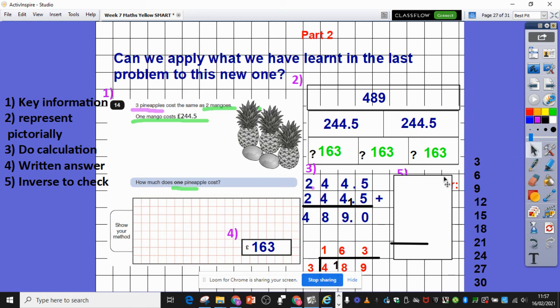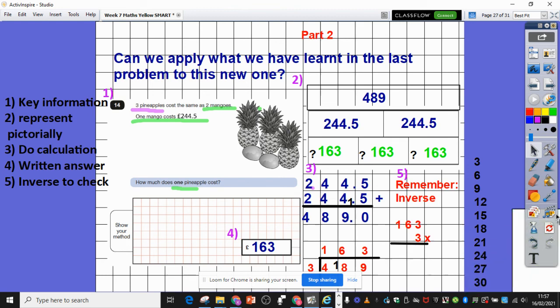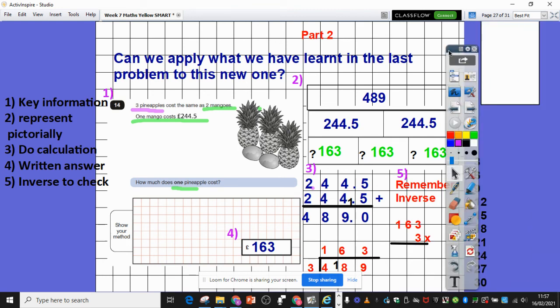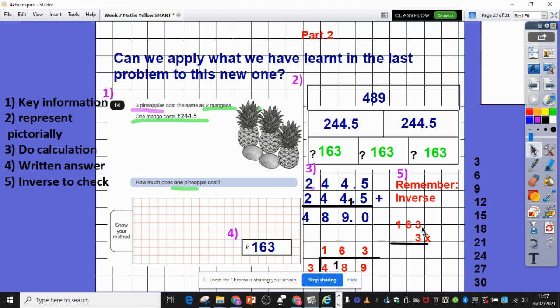So all I need to do now is to check the calculation to make sure I've done it right by doing the inverse. So, year 6, my inverse here is 163 multiplied by 3, and that should bring me back to my 489. And if I divided that by 2, it would give me £244.50. So I'd know that I'd done it all right. Now, you'll also notice that I've derived my 3 times table down here to help me with my division by 3. So, year 6, that is task 2 that I would like you to do.